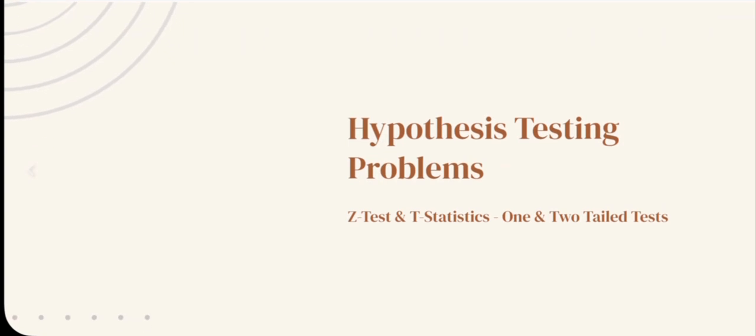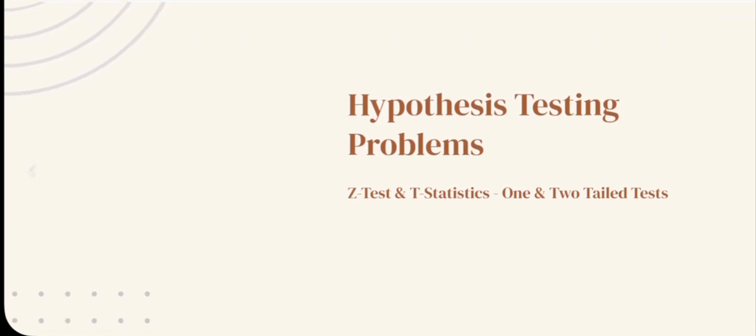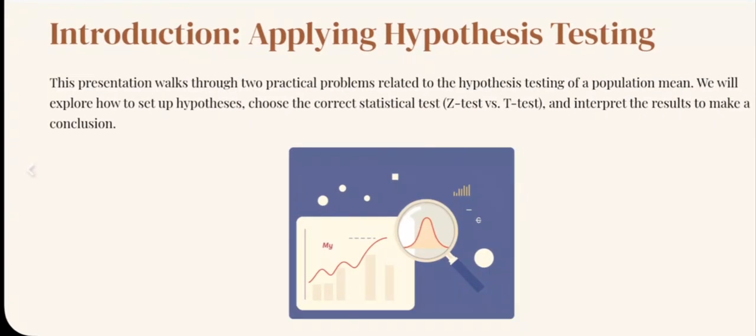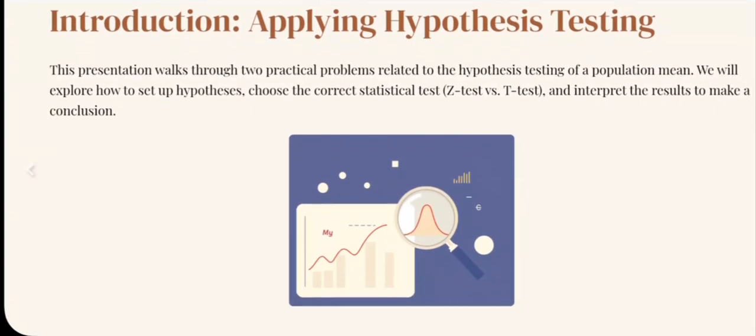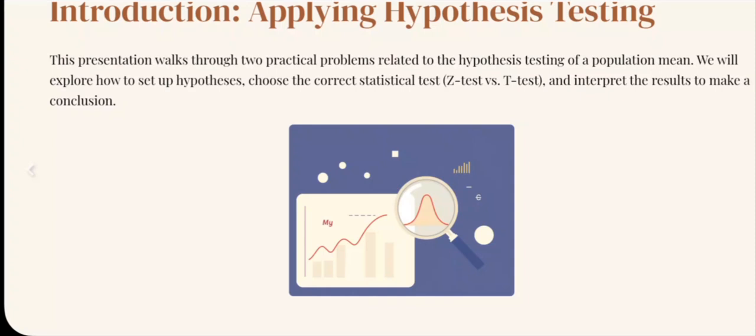On some problems that relate to hypothesis testing of the population mean. So let's start with this one. Number 1, a factory has a machine that dispenses 80 milliliters of fluid in a bottle.